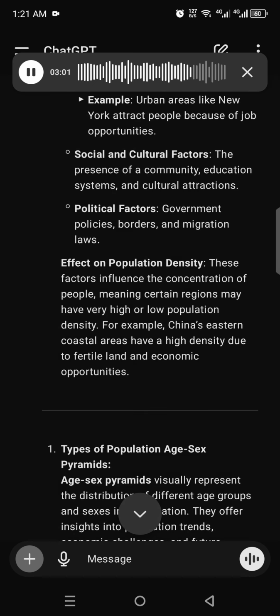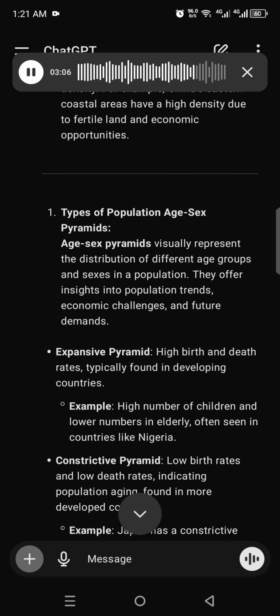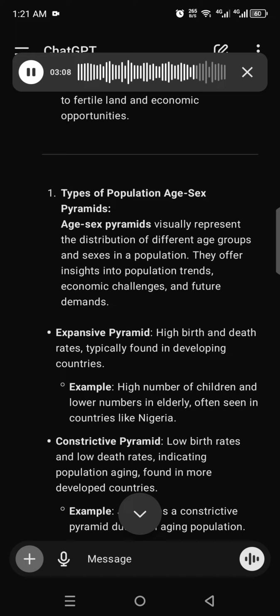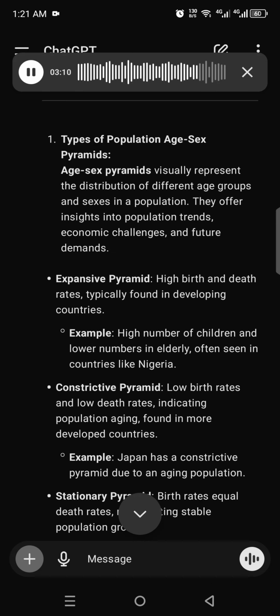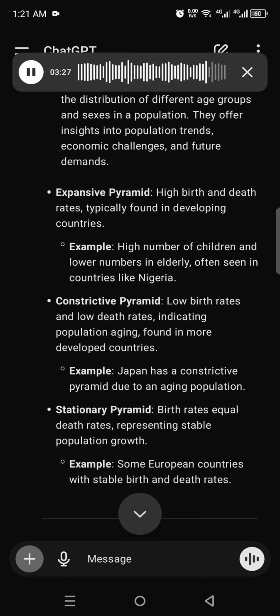10. Types of population. Age-sex pyramids. Age-sex pyramids visually represent the distribution of different age groups and sexes in a population. They offer insights into population trends, economic challenges, and future demands. Expansive pyramid: high birth and death rates, typically found in developing countries. Example, high number of children and lower numbers in elderly, often seen in countries like Nigeria.